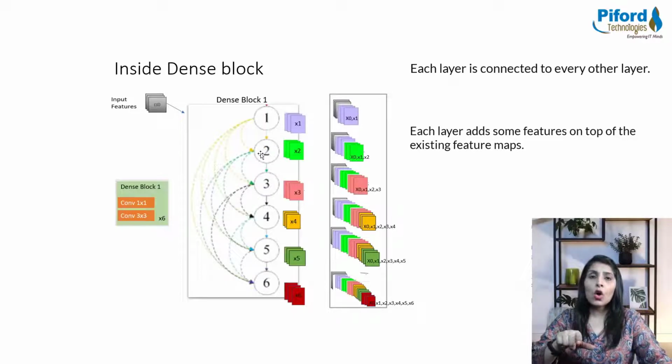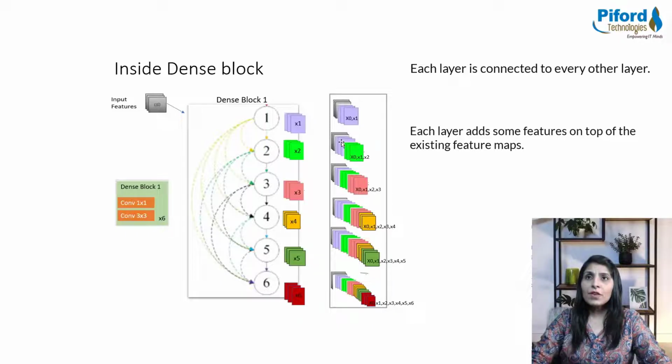Now you can see this is convolutional layer 2. These green feature maps are generated by convolutional layer 2, but this layer also receives the feature maps from the previous layers, the purple and the gray features. So we are concatenating these green features which we get from convolutional layer 2 with the other two feature maps which we collected from the previous stages.